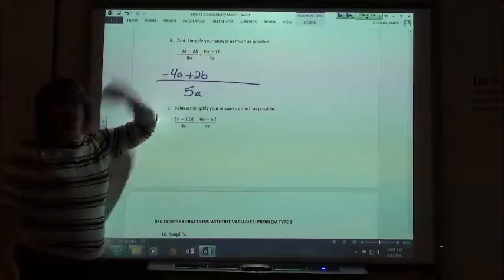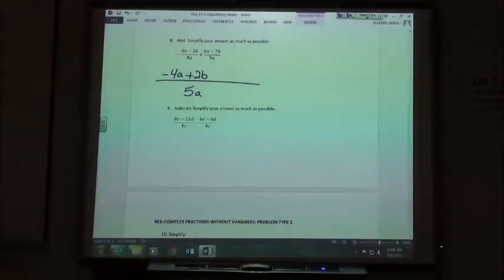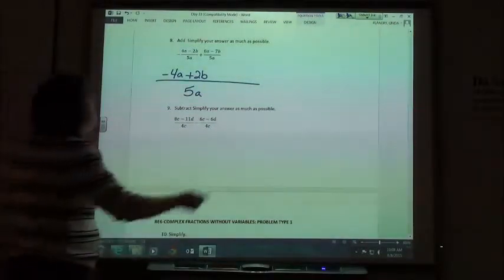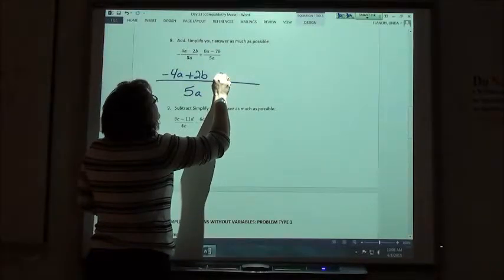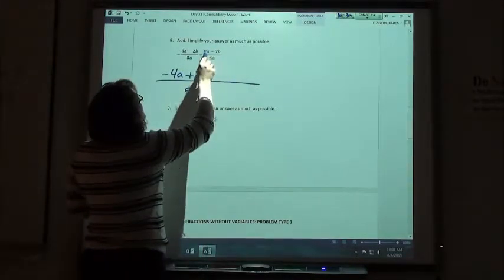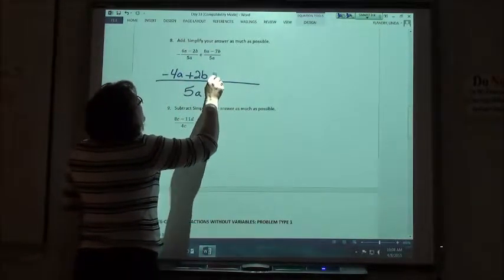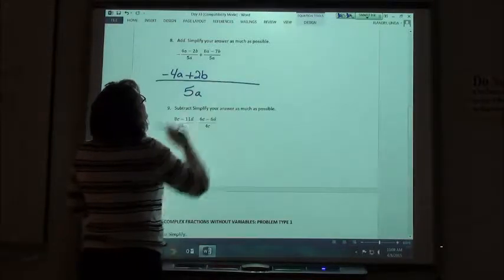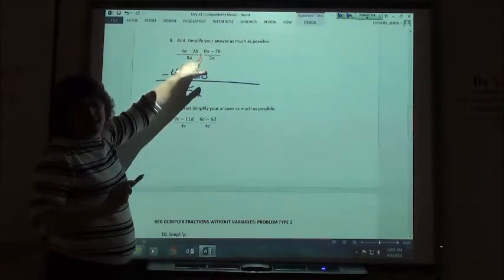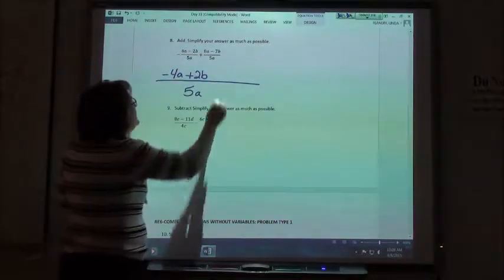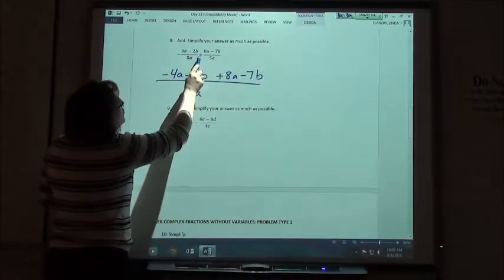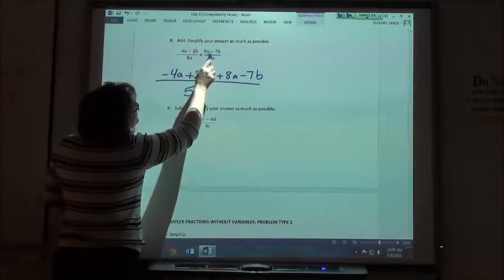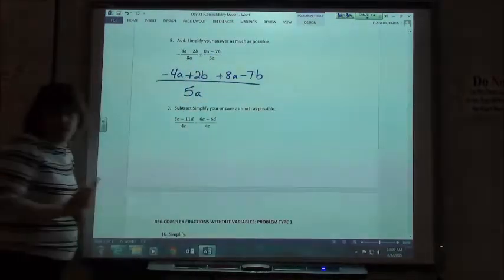This one has a plus sign in front, so if I distribute that positive sign, I'm going to have negative 4a. Negative 8a. There's a plus sign there. Plus 8a minus 7b. It's going to be a plus 8a and a minus 7b. So positive 8 and then a positive times a negative stays negative, right?